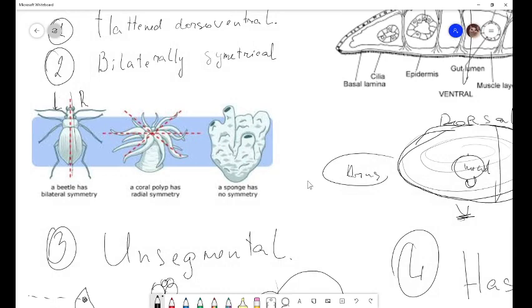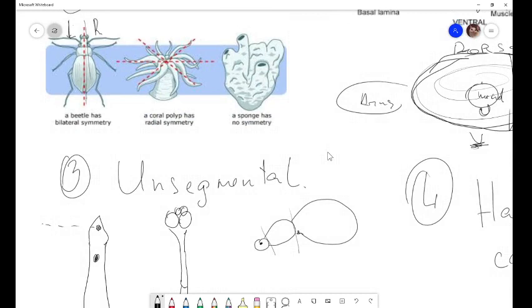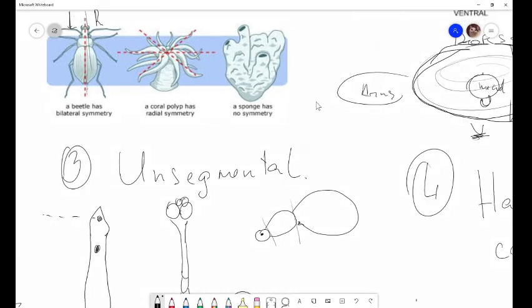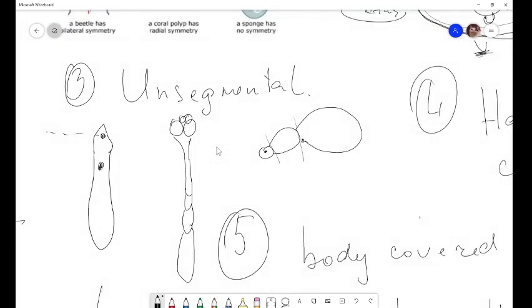Next one, they are unsegmented. They do not have specific segments. For example, trematodes are unsegmented, and cestodes, their brothers, have segments: the head segment and a segmented body. And for example, a bee has a head segment and a chest segment.